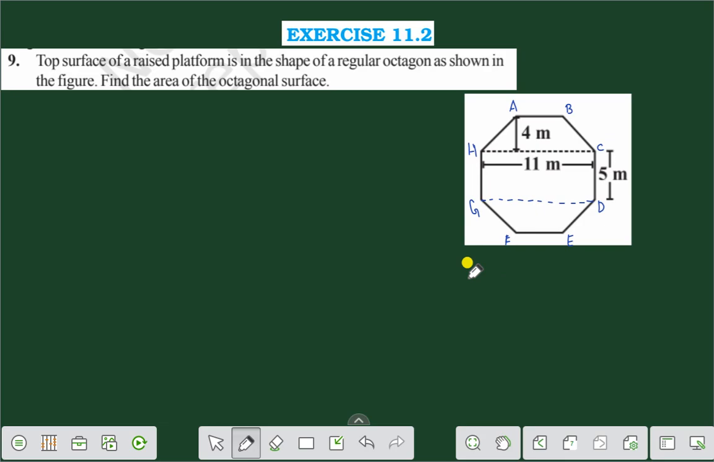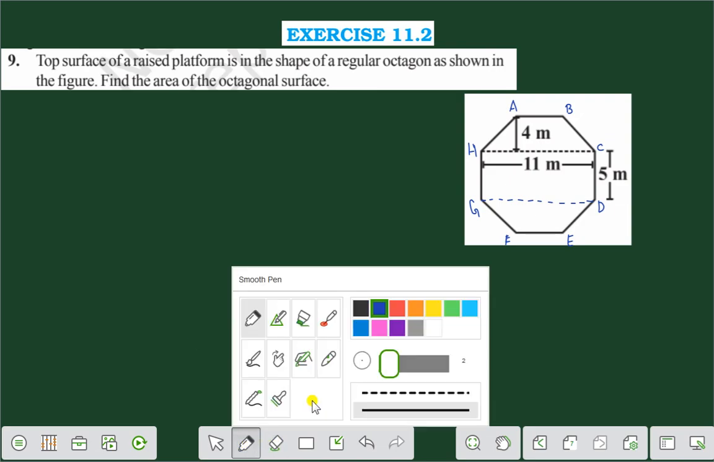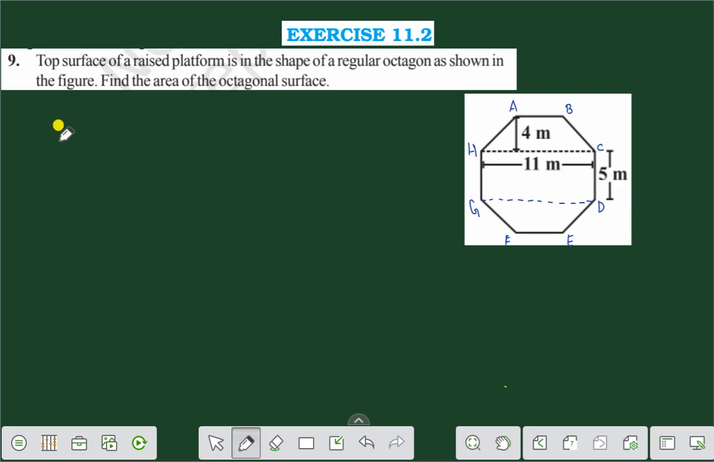Hello everyone. Today we'll discuss exercise 11.2 question number 9. The top surface of a raised platform is in the shape of a regular octagon as shown in the figure. Find the area of the octagonal surface. Let us find the area of the octagonal surface.